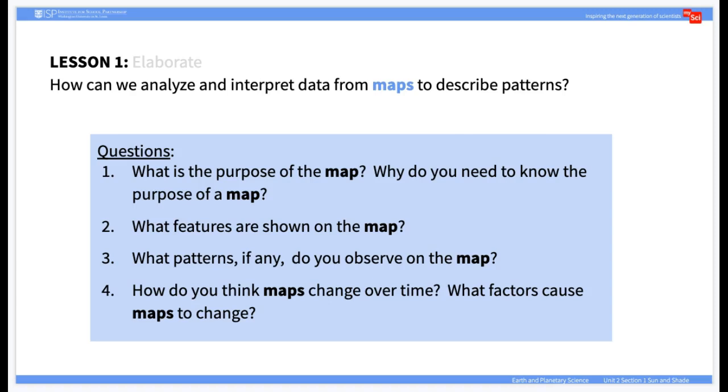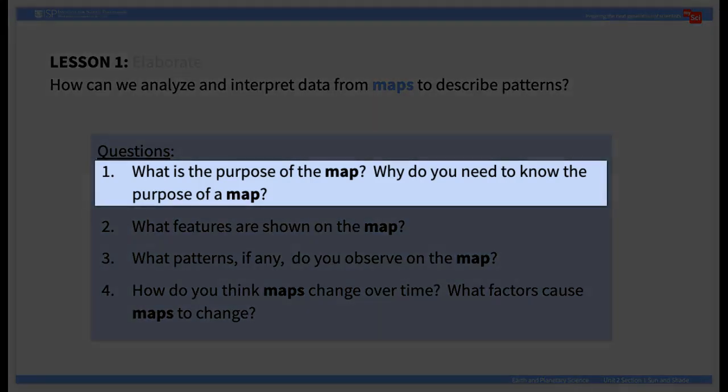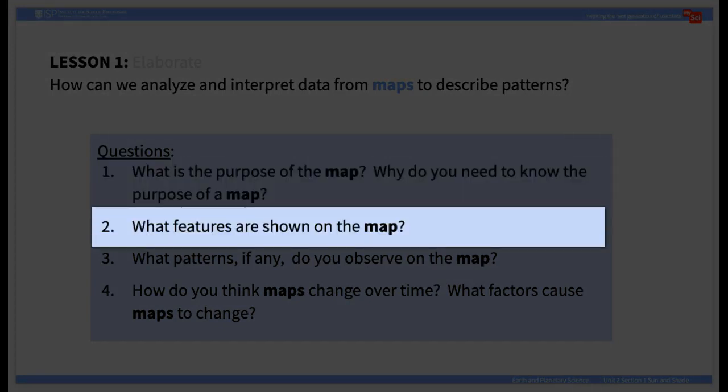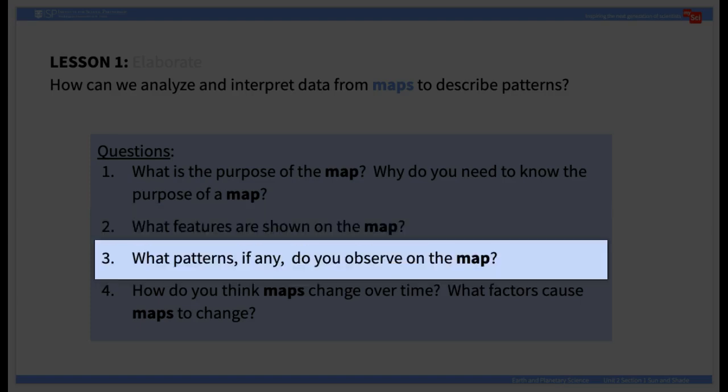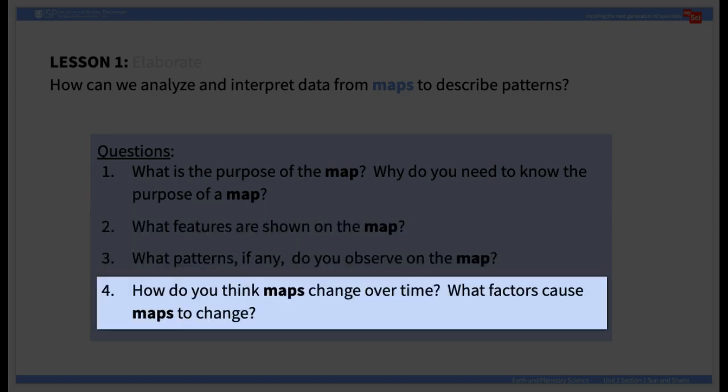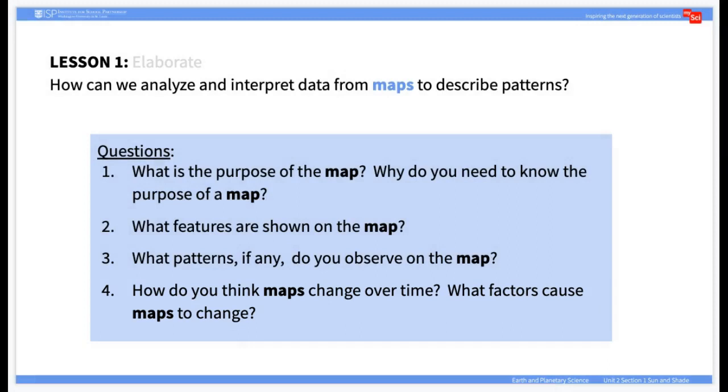Separate students into groups and ask students to answer the following questions. What is the purpose of the map? Why do you need to know the purpose of a map? What features are shown on the map? What patterns, if any, do you observe on the map? And how do you think maps change over time? What factors cause maps to change? Once students have answered these questions, they should compare and contrast the maps they analyzed.